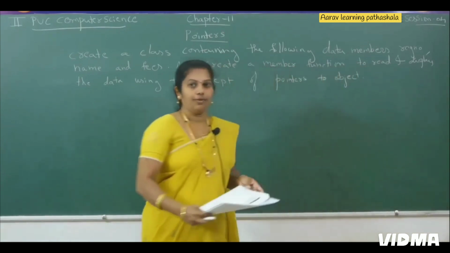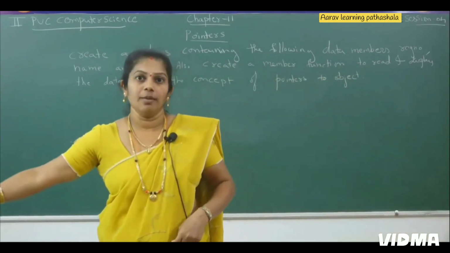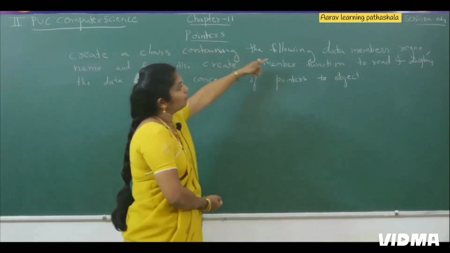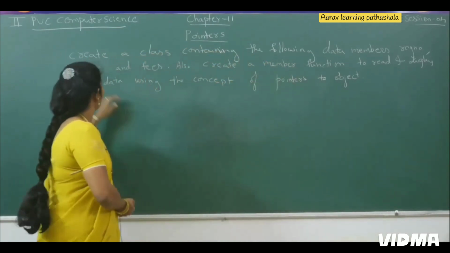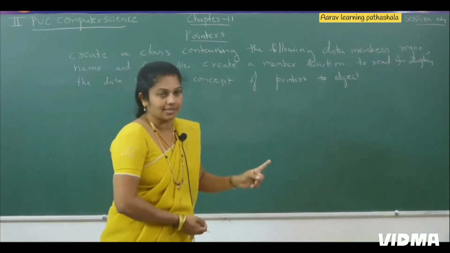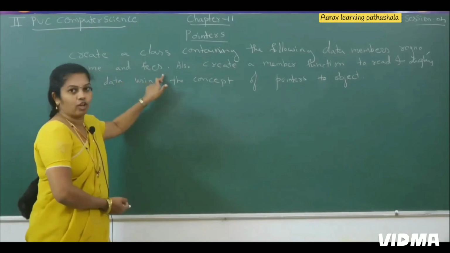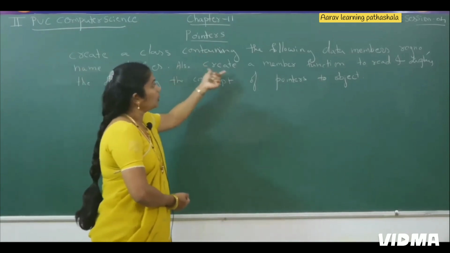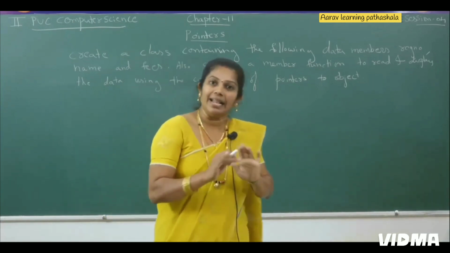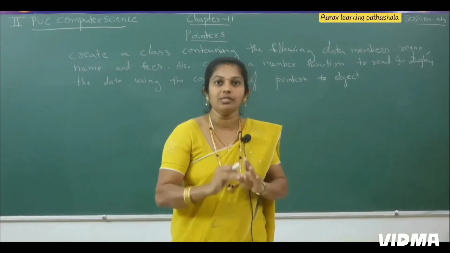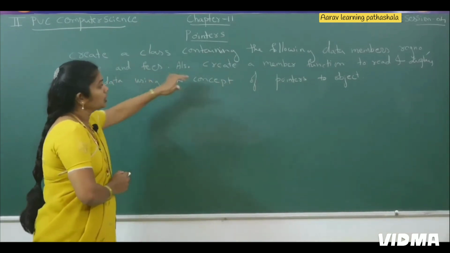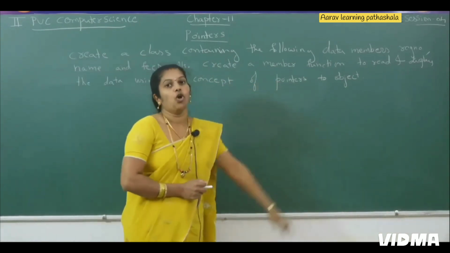Now, all of you listen here. What is the aim of this program? Here, the question is: create a class containing the following data members, a register number, name and fees. 3 data members are given. One is register number and one more is name and one more is fees. Also create a member function to read and display. Here we are not doing any calculation. The only thing we have to do is input the values and display the values. Read and display the data using the concept of pointers to object.